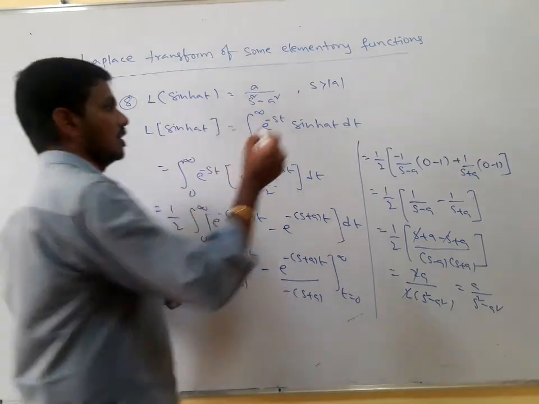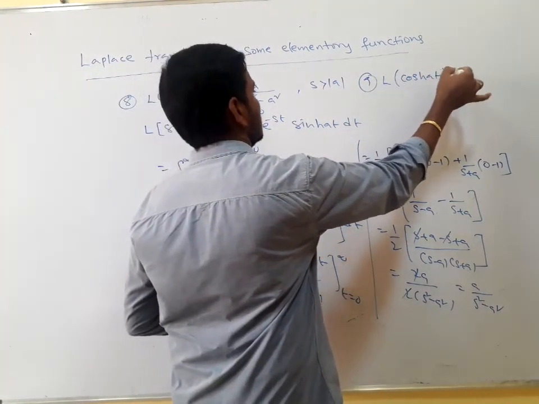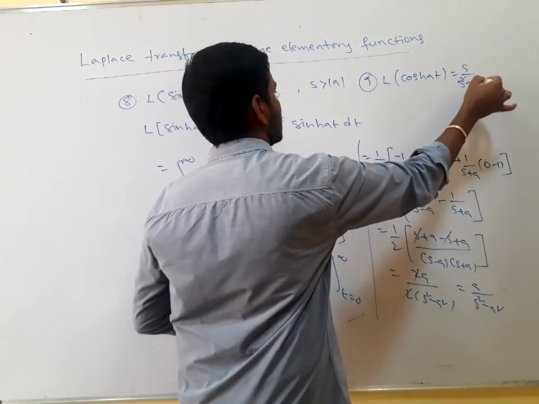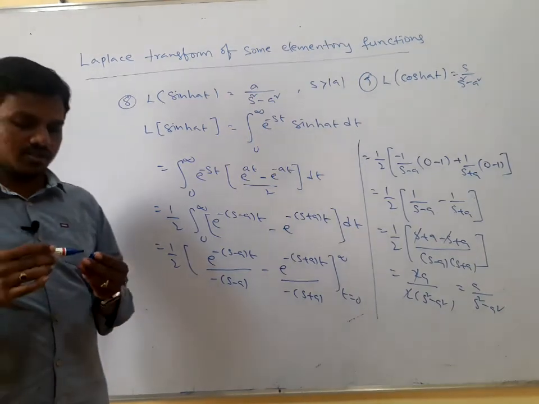In the same way you will get the ninth one: the Laplace transform of cosh at is equal to s divided by s square minus a square. With the same procedure you will get the Laplace transform of cosh at.